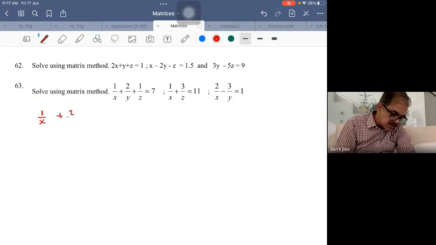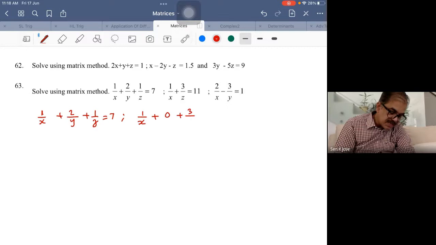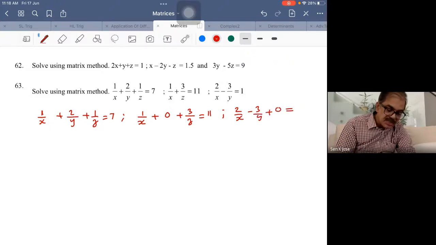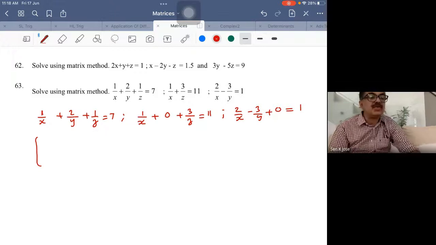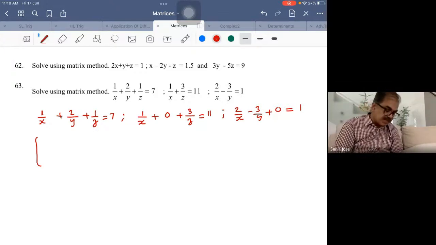1 by x plus 2 by y plus 1 by z is equal to 7 is your first equation. Second is 1 by x plus 0 plus 3 by z is equal to 11. The third is 2 by x minus 3 by y plus 0 is equal to 1. Do you understand why I added a 0? Because there are terms missing: the y term missing in the second equation, the z term missing in the third equation. And then we will convert it into a matrix equation. So we're going to write the matrix equation now. If you look at the matrix equation, the first matrix, I'm going to list out the coefficients.